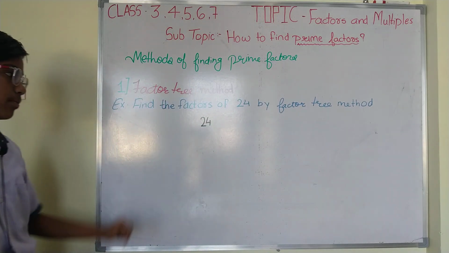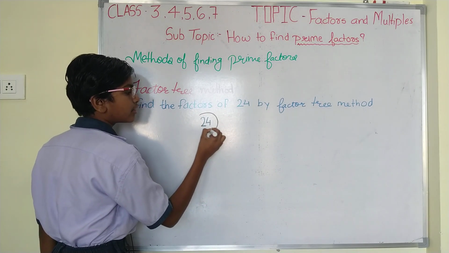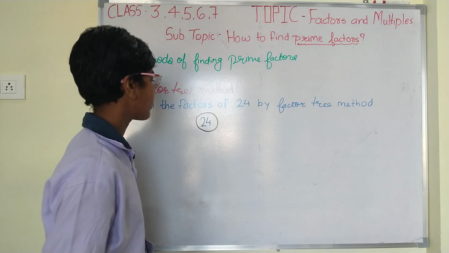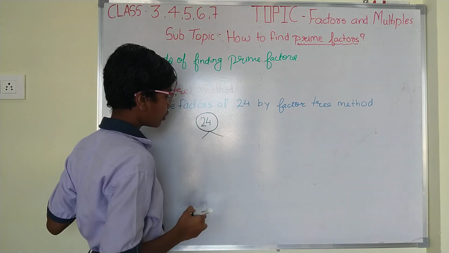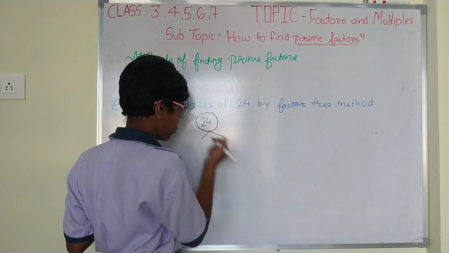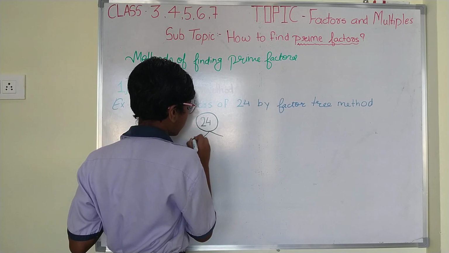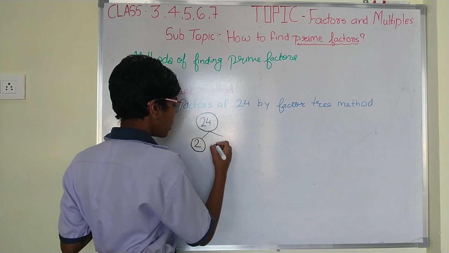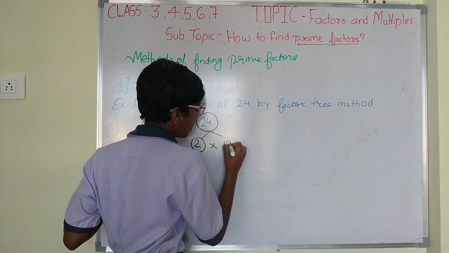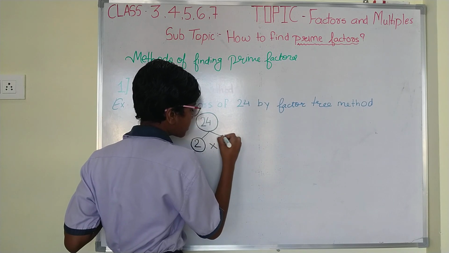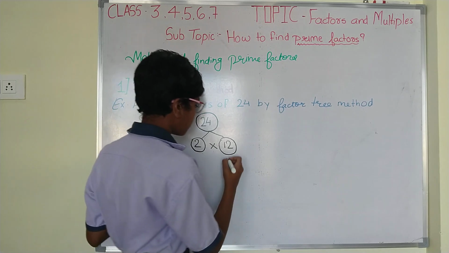We'll write 24. Draw a circle around it. Then draw your two factors, like two branches. First think of the smallest prime number, 2. Put an into sign in between. Next, divide it by 2. You get 12. Then what to do is factorize this 12.